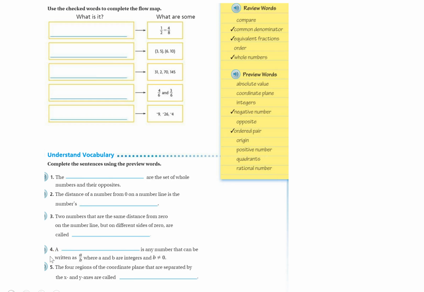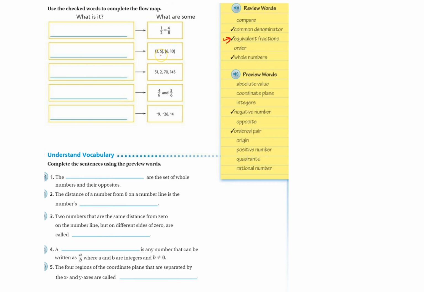Okay, join me on page 100 in your big math book. Let's go over some vocabulary words. It says use the check words to complete the flow map. Here we have a fraction 1/2 equal to 4/8. That's demonstrating equivalent fractions, so go ahead and write in equivalent fractions here.